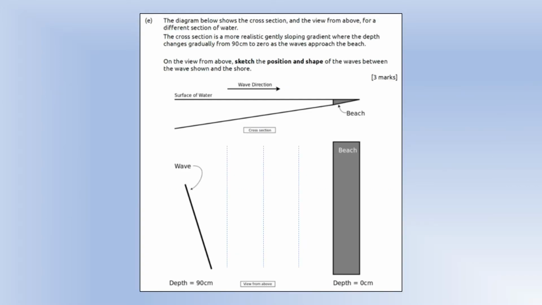Okay, so we're going to change this up. Previously we had stepped depth changes. Here we have gradual depth changes. So sketch the position and shape of the waves between the ones shown. This time, because it's gradually changing, we're going to get the wave slowly bending as it approaches the shoreline until most of it is parallel to the shoreline apart from the very end of the wave. So this time we're going to get gradual bending.